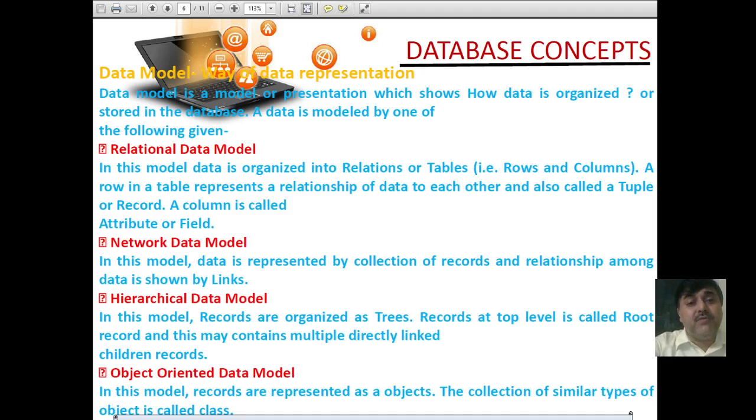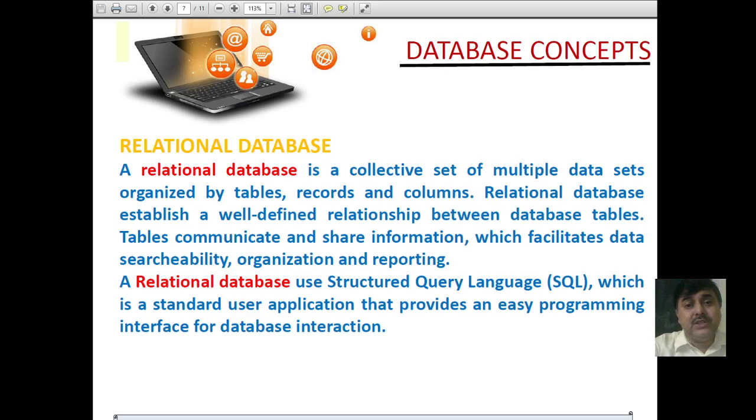Next, the network data model. What is the network data model, and how can we create the network data model? In a networking system, the data are implemented. Hierarchical model means in this model the records of the organization are like a tree structure, from the top to the bottom. Then we have the object-oriented database model, in which the database is represented in the form of objects. A collection of similar types of data can be implemented and worked with. Now see, relational database. What do you mean by a relational database?